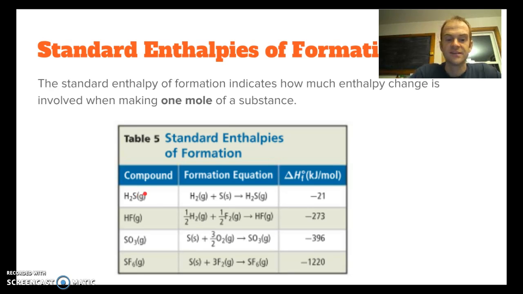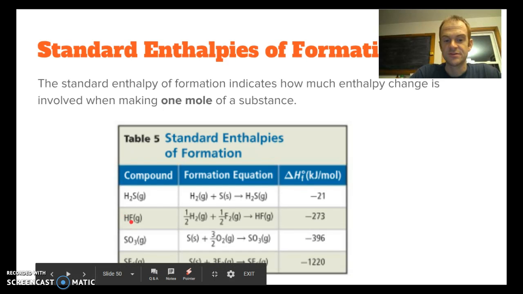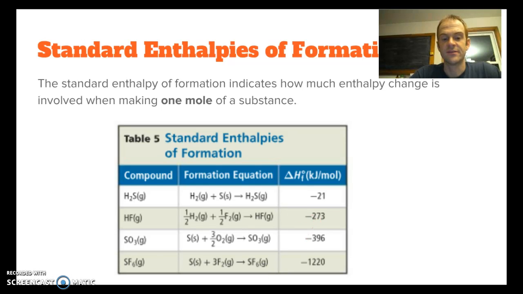So what this is saying is that if I'm making hydrogen sulfide, there's 21 kilojoules of energy that are given off. This is how it's made, but this is the amount of energy that's given off. And then same with hydrogen fluoride. I make it, and then in the process of making it, there's 273 kilojoules of energy given off.